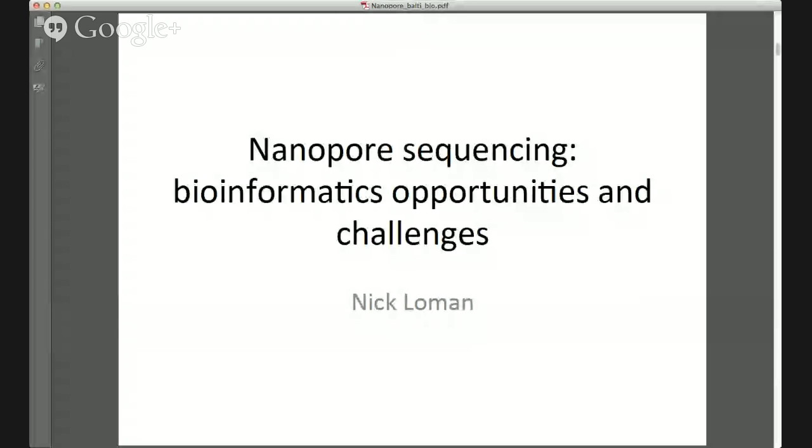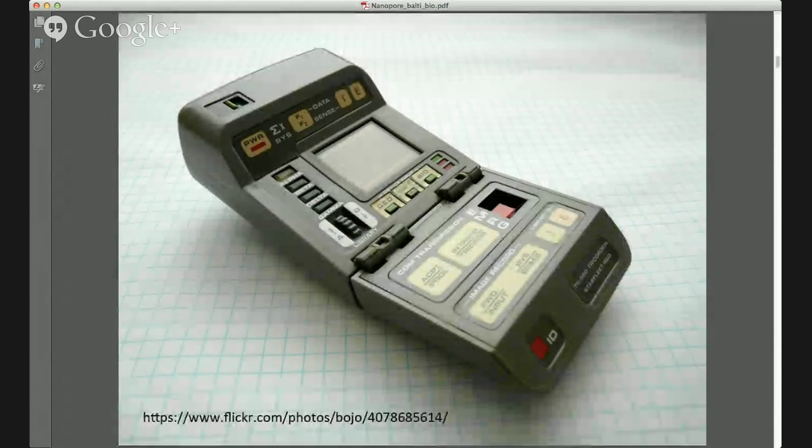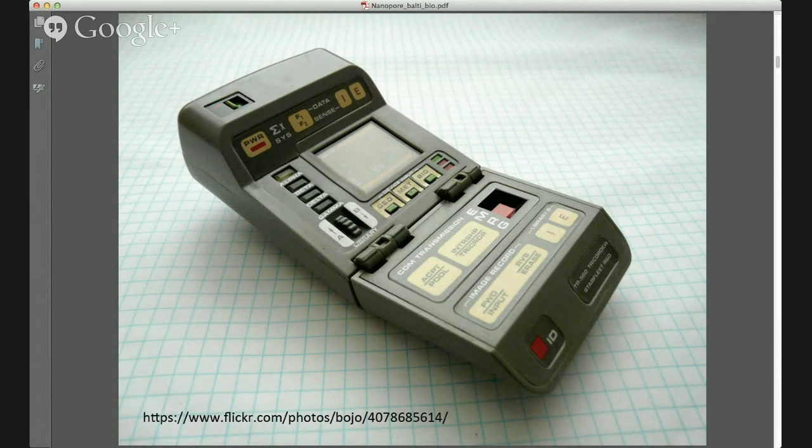So I'm going to talk about nanopore sequencing. I'm going to talk a little bit about bioinformatics opportunities and challenges. So the first thing to say is this is a tricorder made famous by Star Trek, but very much now adopted into the sort of mindset of people thinking about the future, particularly of medical applications.